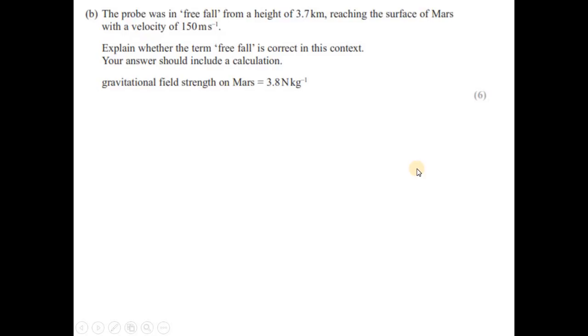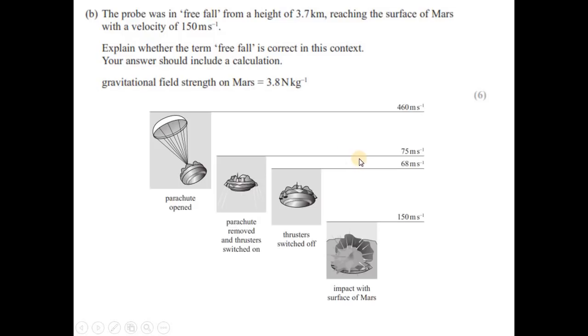The probe was in free fall for a height of 3.7 kilometer, reaching the surface of Mars with a velocity of 150 meter per second. Explain whether the term free fall is correct in this context. Your answer should include a calculation. Gravitational field strength on Mars is 3.8. So you need to see first the situation as per the given diagram, and the diagram is this.